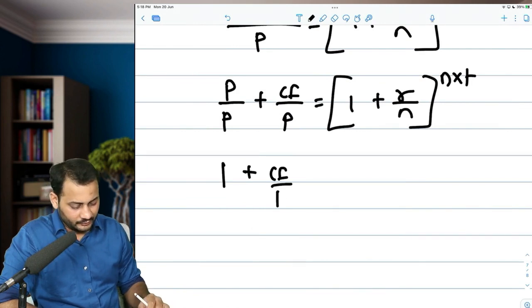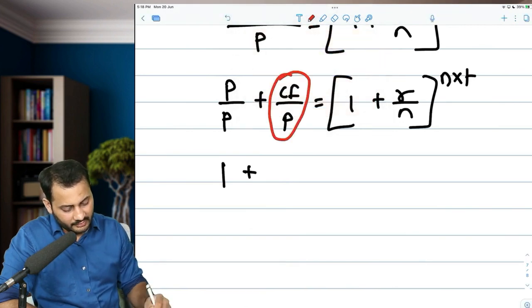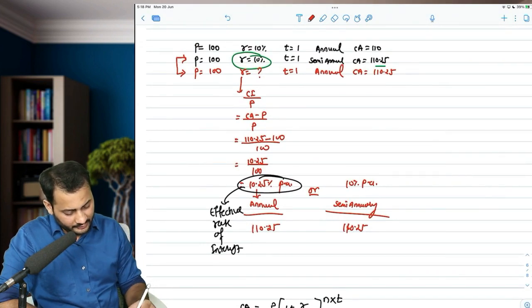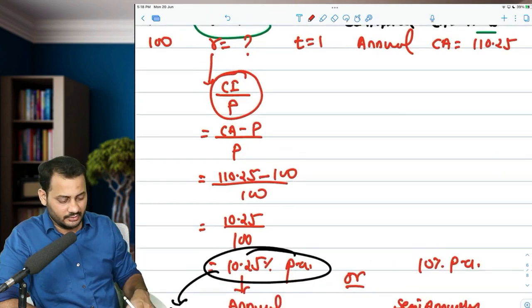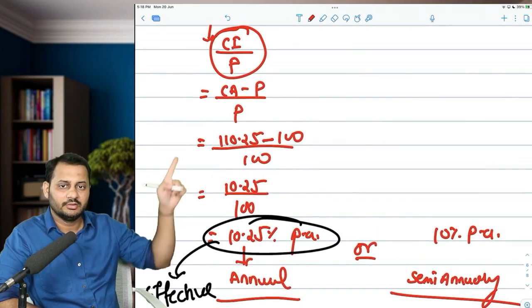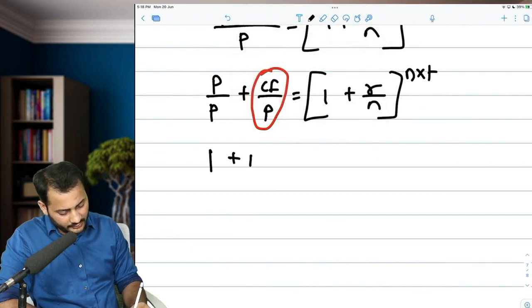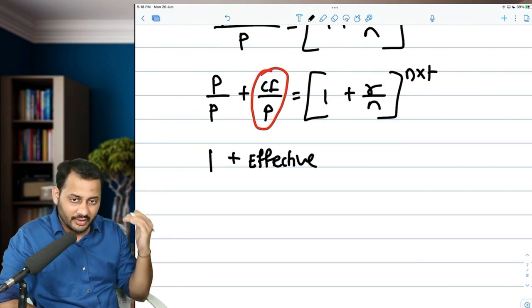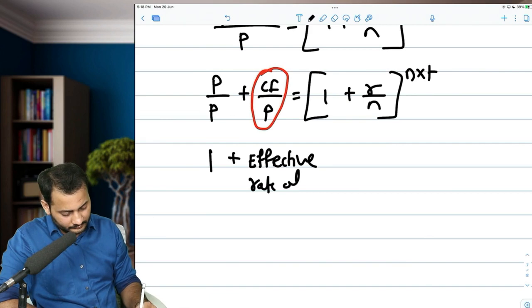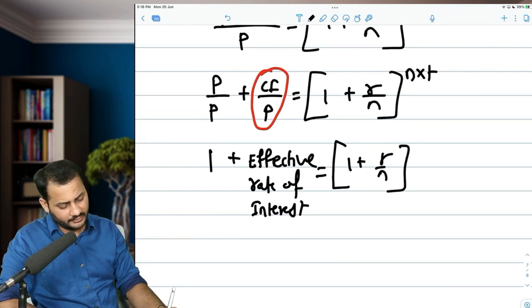Okay, one more thing. You remember this compound interest divided by principal? You can compare it with this compound interest by principal, and this was nothing but the effective rate of interest. So what we are going to do is write down what we have to find out: CI divided by P, compound interest divided by P, effective rate of interest, (1 + r/n) to the power nt.